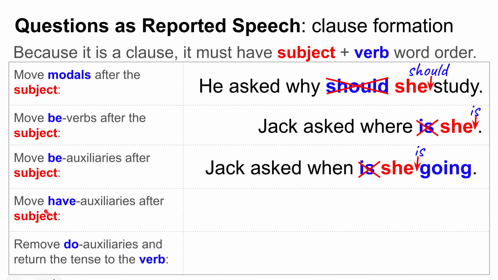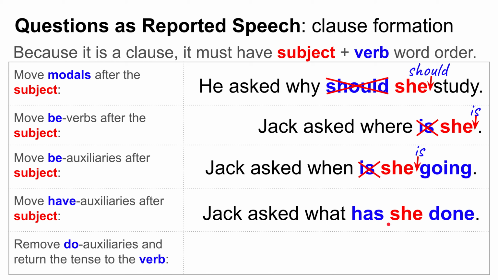And lastly, move have auxiliaries after the subject. So Jack asked, what has she done? Okay, we don't want has here. We want to move it after the subject. So Jack asked what she has done.